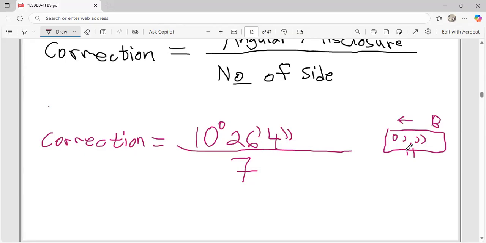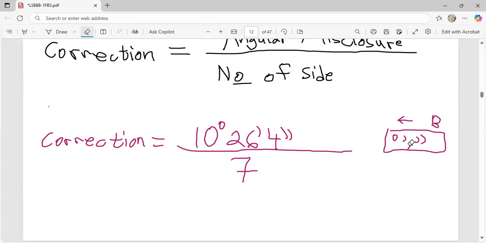Better still, you can press your division sign. And if you press 10, you press that key. If you press 26, you press this same key again. If you press 4, you press that same key again. You move the cursor down and you press 7. When you press equal to, you realize that you're going to get 1 point 1.490 something.